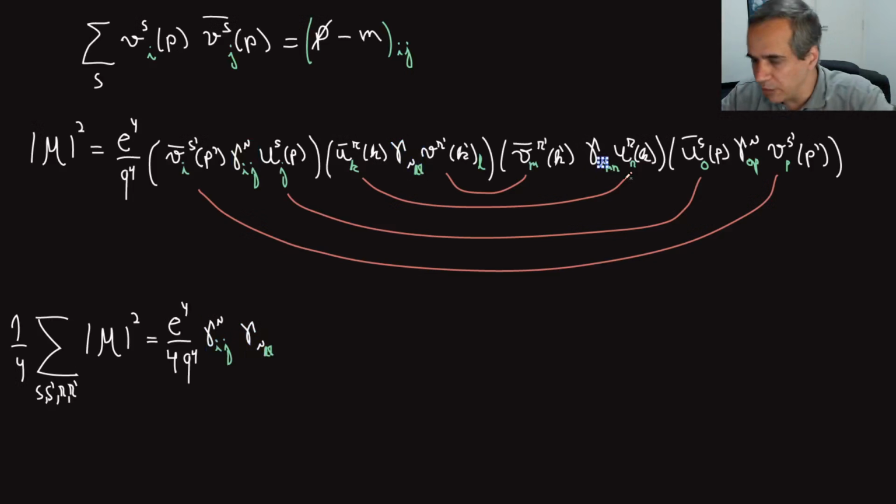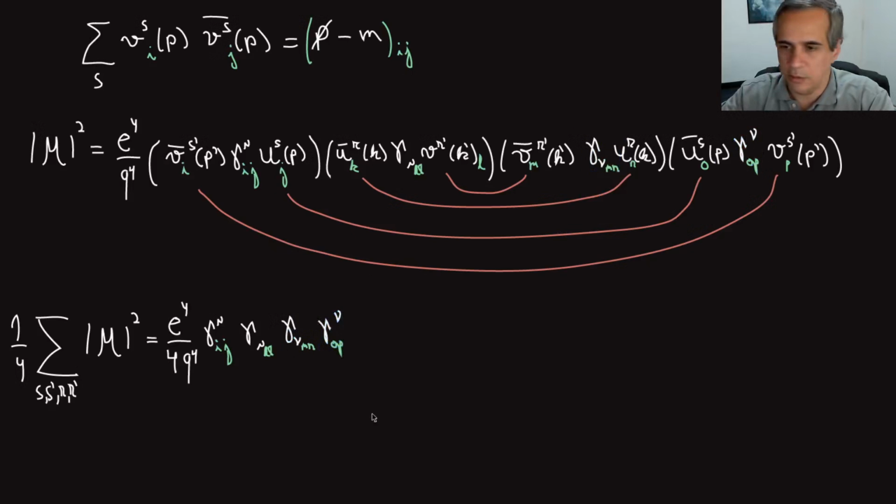Also, I need to be careful here to change, right? These guys were contracted. So mu was contracted with mu here, and same for nu over there, right? I forgot this, so I have to be careful. So gamma nu MN, gamma nu OP, right? And now I have to write all these contractions, right?